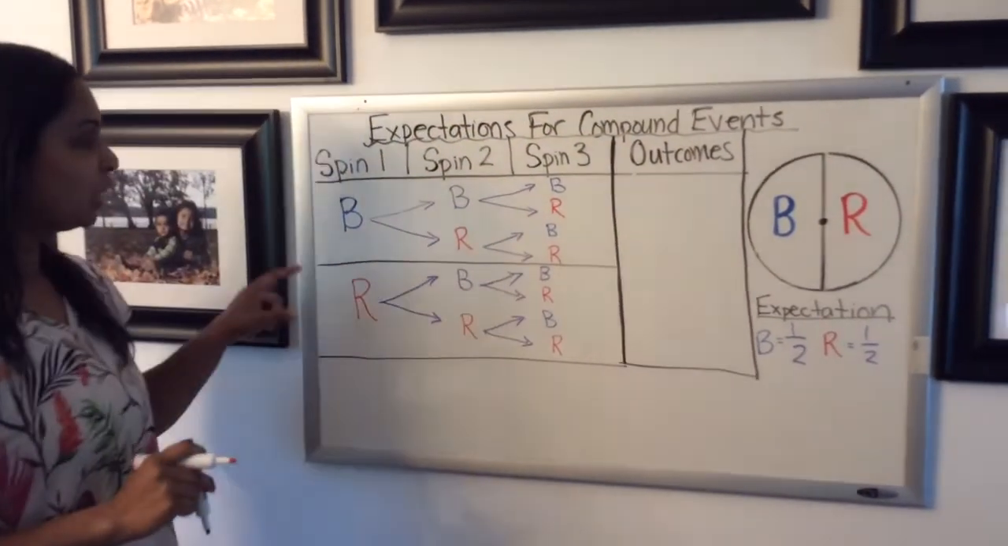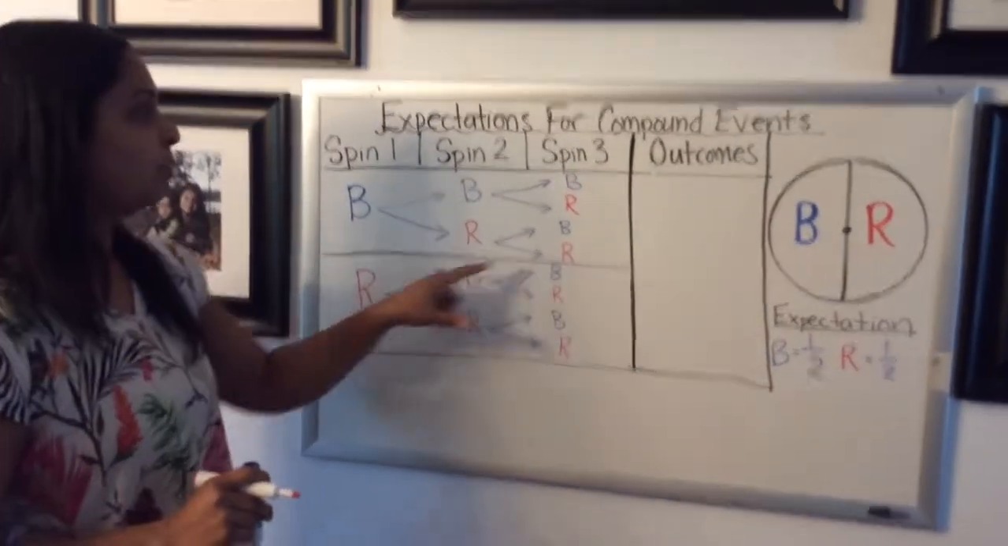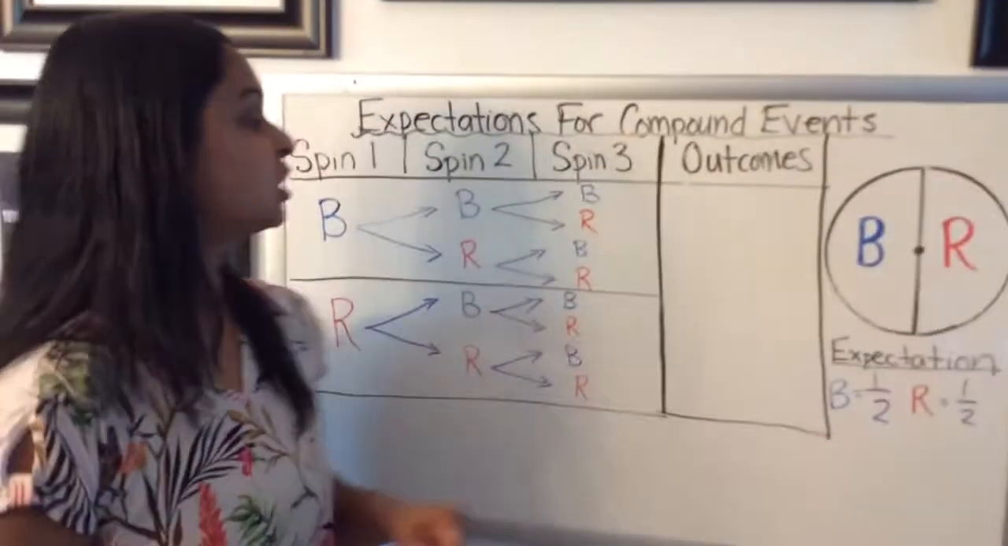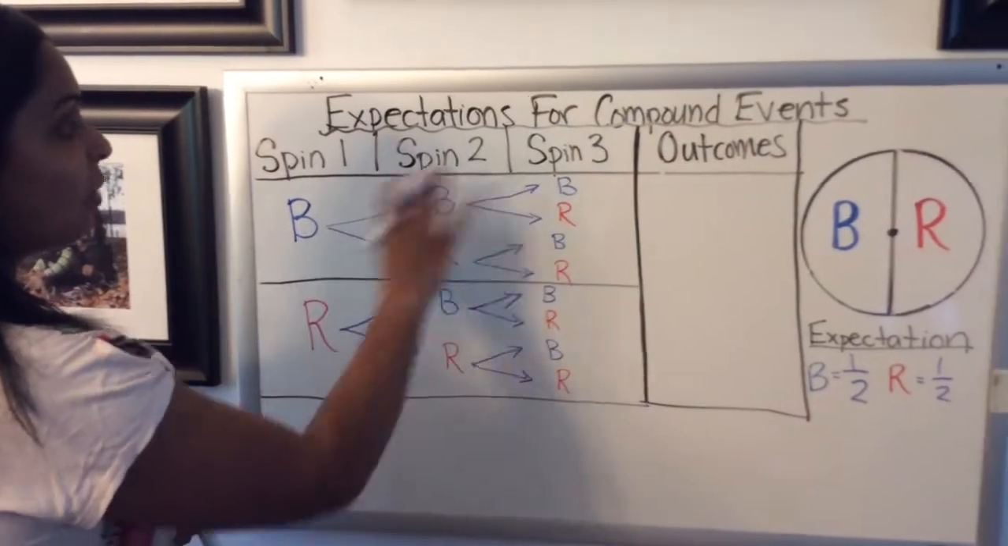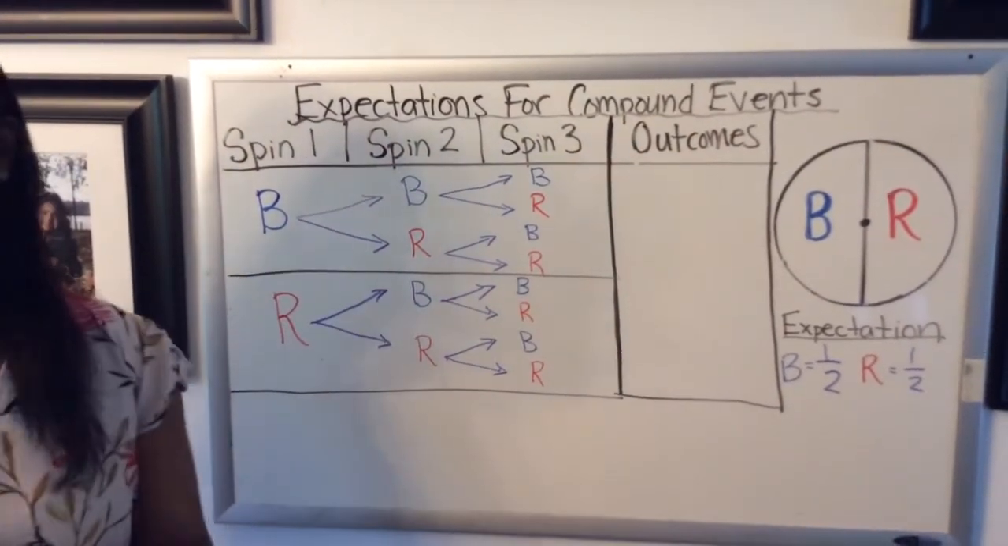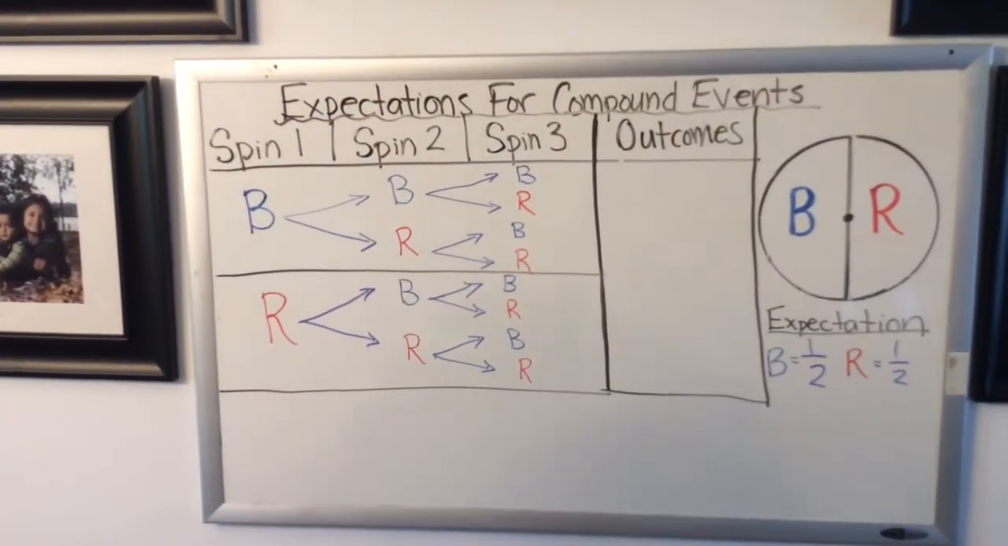So hopefully you're able to follow how I did that. Basically, I'm just thinking about what could happen each time I spin that spinner. And now I can put together all the different combinations that could happen.